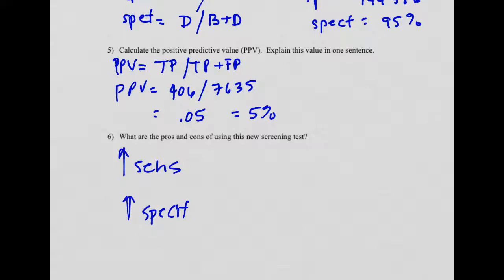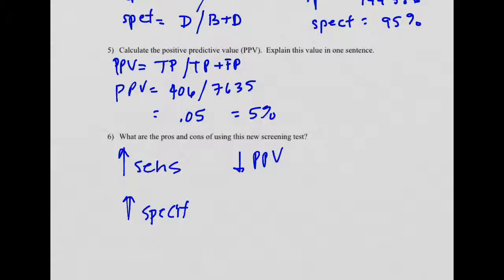The issue, right, is the low positive predictive value. And so what that means is that there's going to be a lot of babies who screen positive for this test who then need to go on to the gold standard test and they will be negative.